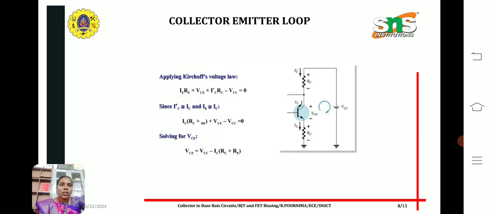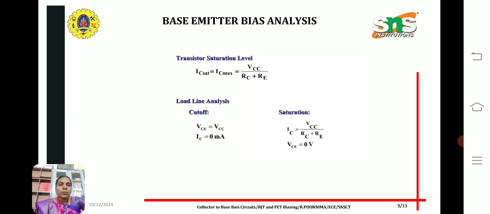Applying KVL for the collector emitter loop, we have IE into RE plus VCE plus IC into RC minus VCC equal to 0. From this equation we obtain the VCE value, and we have substituted IE equal to IC, because here the emitter current is approximately equal to the collector current. So we get the collector emitter voltage as VCC minus IC into RC plus RE.